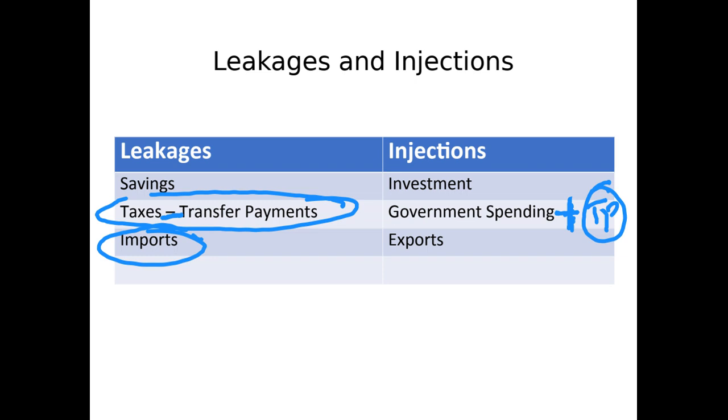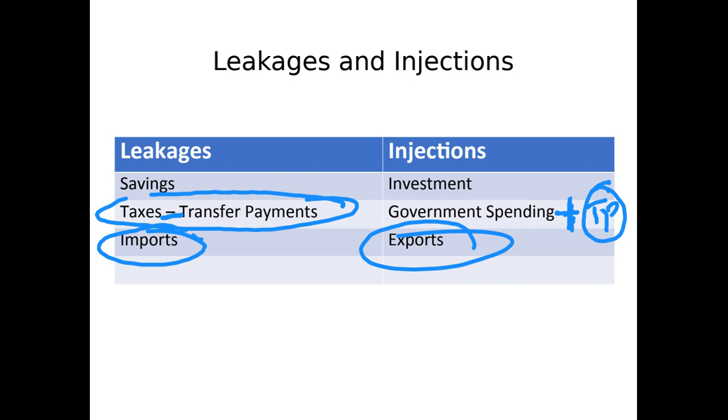Imports are a leakage, because this money is going out of the system. Exports are money coming into the system. So these are leakages and injections. Now when the whole economy, the whole country, is in equilibrium, which we will discuss in later chapters, then your leakages must equal your injections, not individually, but together.